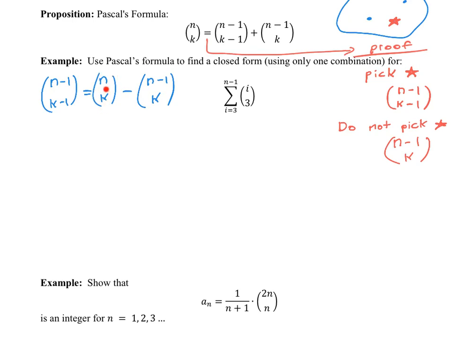There's going to be some positive ones and some negative ones, and they're all choosing k. So let's plug that in to our summation and see what we get. This summation from i equal to 3 going all the way up to n minus 1. Now instead of writing i choose 3, we're going to replace it with this side of Pascal's manipulated formula. And we don't even really need to think about what's n and what's k.